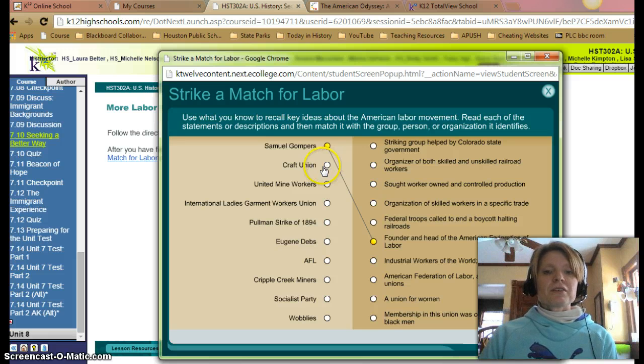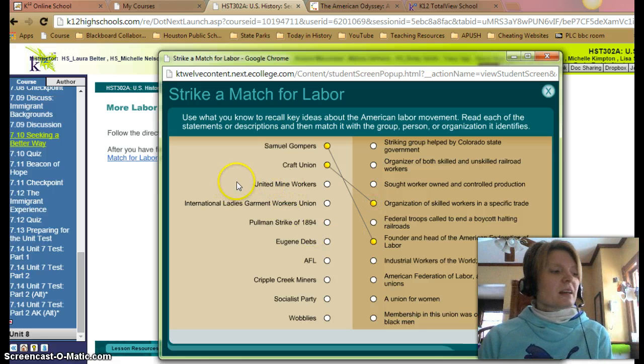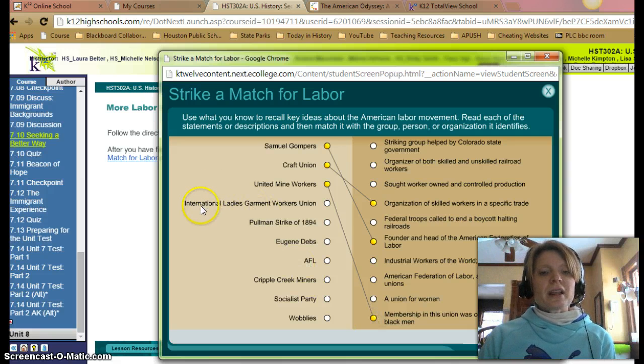All right, what's a craft union? I believe it's an organization of skilled workers in a specific trade. Doesn't that sound right? I think so. We'll find out soon enough. United Mine Workers. All right, let's come back to that one. I think its membership in this union was comprised of 20% black men, but we can always come back to it too. International Ladies Garment Workers Union. This is probably going to be the union for women, so let's stick with that one there.